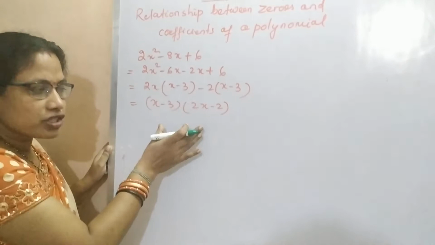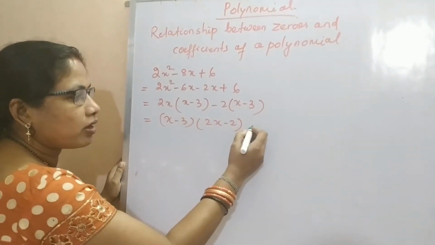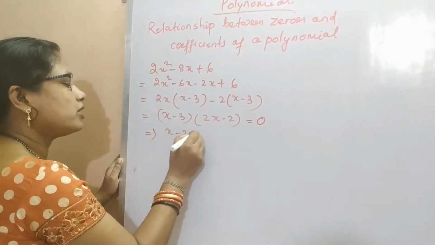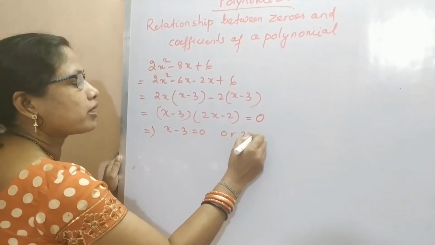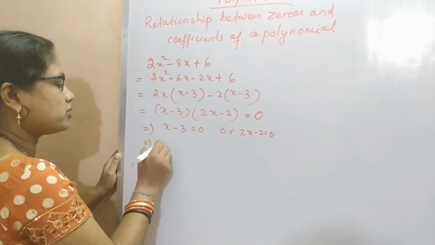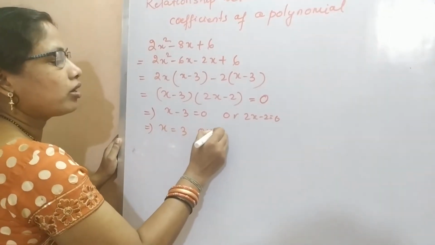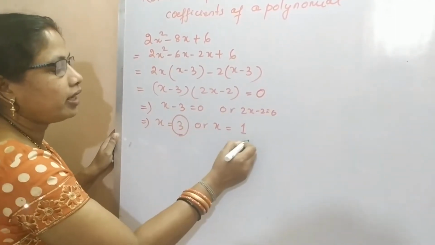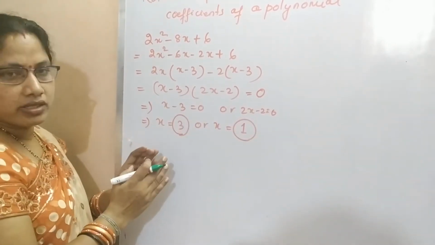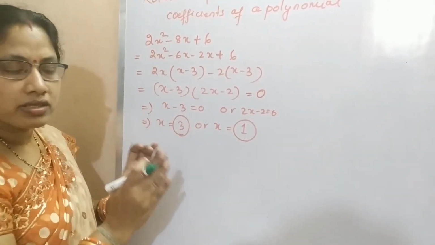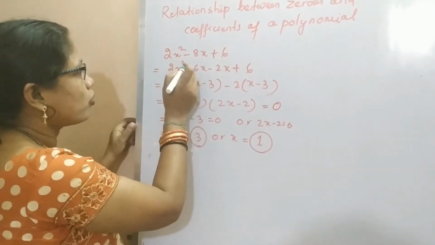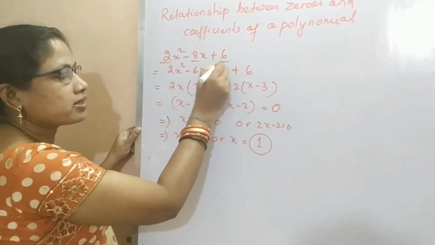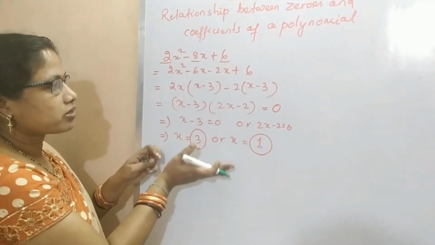So to find the zeros, we have to equate the polynomial to 0. So this implies x minus 3 is equal to 0 or 2x minus 2 is equal to 0. So this implies x is equal to 3 or x is equal to 1. So we found the two zeros are 3 and 1. Then next, we will find what is the relationship between these two zeros and the coefficients. This is the coefficient of x square, this is the coefficient of x, and this is the constant term. Then what is the relationship between them?